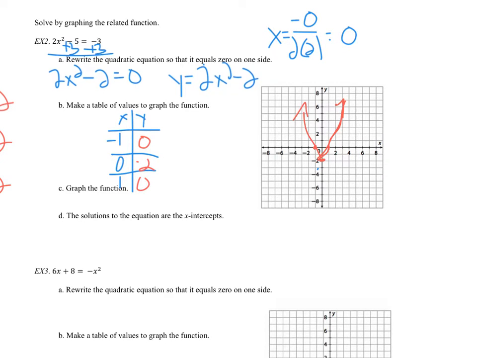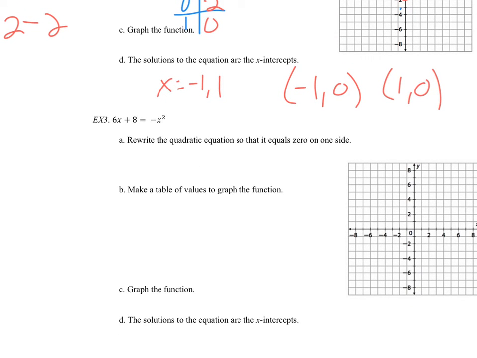And so the solutions are the x-intercepts. So our solutions are x equals negative 1 and 1, or the x-intercepts are negative 1, 0 and 1, 0. So that one worked out nice. It just happened to be those on each side.